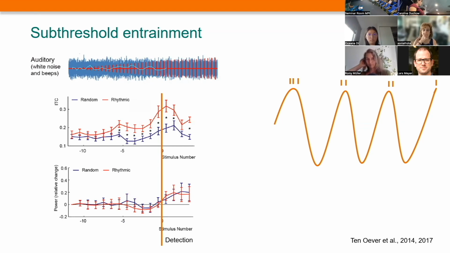Why is this here? I don't know. Somebody is on Zoom there, I think.